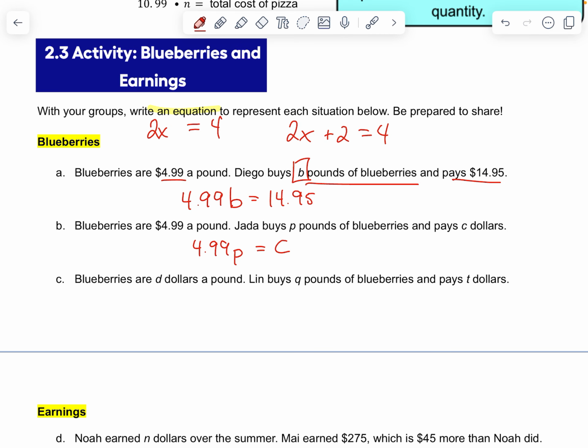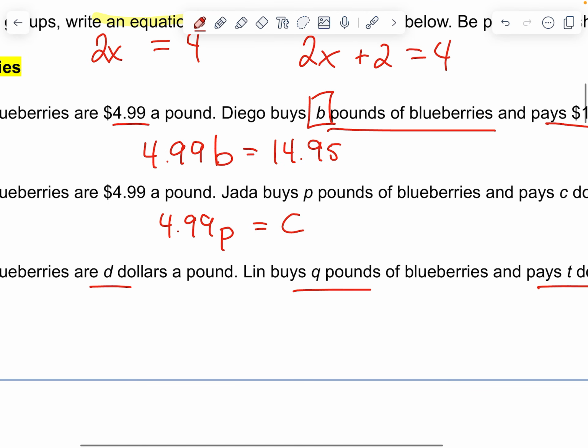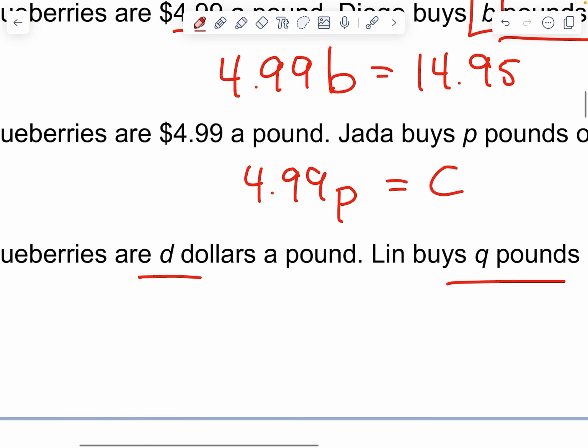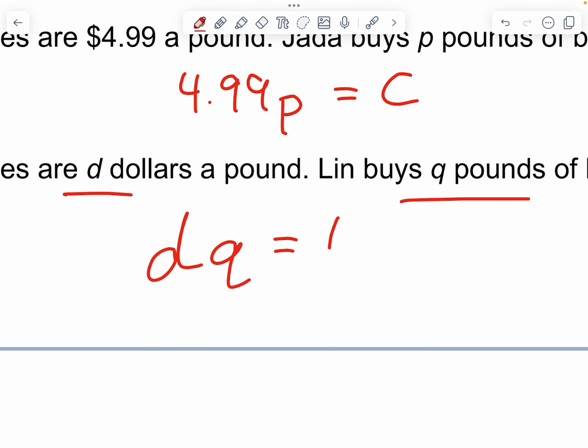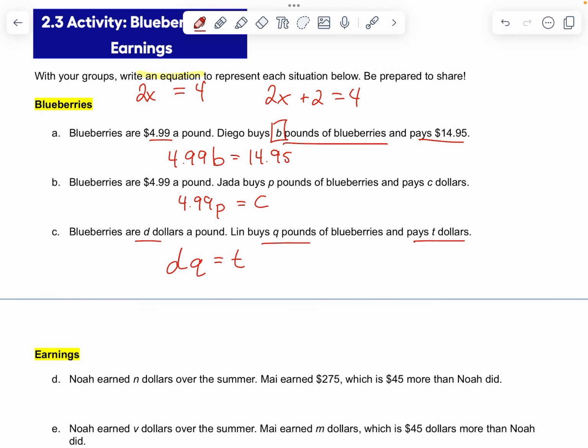Okay, and then lastly, we have one more here, which has 3 different variables. It's got D, Q, and T, which really means we can't solve this until we get some further information, right? So blueberries are D dollars a pound. Lynn buys Q pounds of blueberries, so the cost by how many pounds, and pays a total of T dollars. So that equation would look like that. Okay, and again, if we know that blueberries are $4.99, we can substitute it in here. If we know how many pounds are being purchased, we can substitute it in here and solve for T, or vice versa. As long as we only have one variable, like this equation, we can solve it.